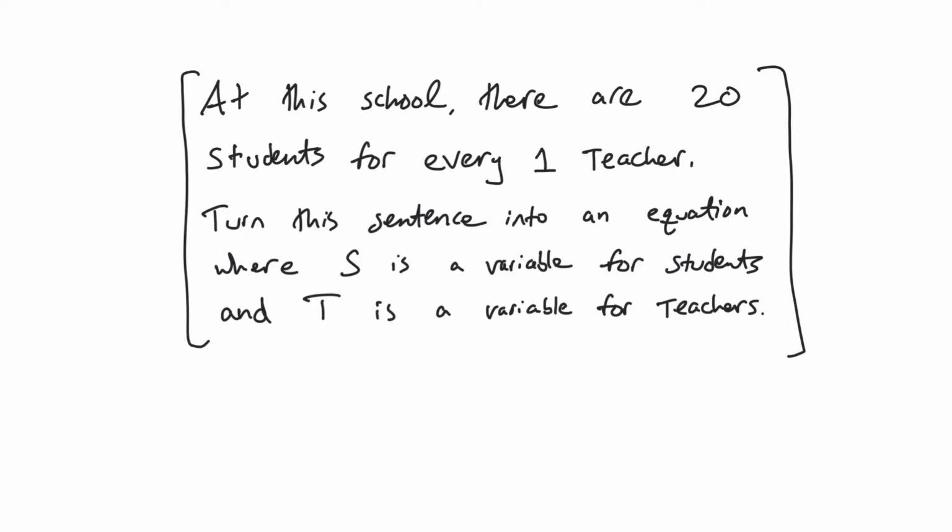I have a great question for you to test your abstract reasoning skills and your ability to use variables versus units. Here's the question. At this school, there are 20 students for every one teacher. I'd like you to turn that sentence into an equation where capital S is a variable for students and T is a variable for teachers. Go ahead and pause, think, and do some physics here.